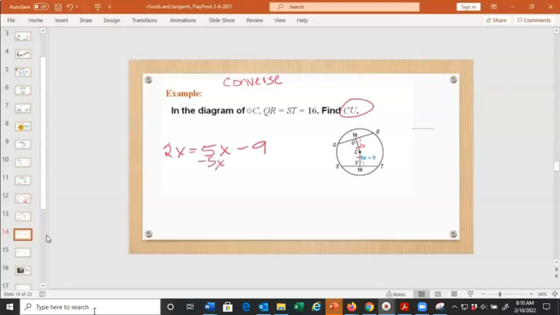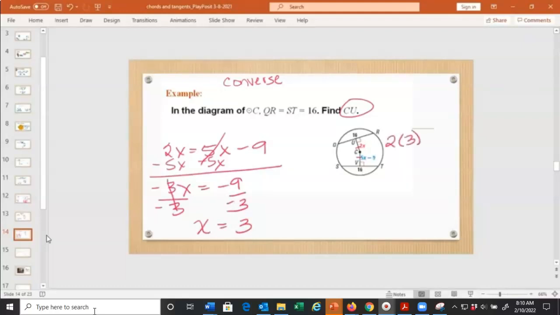So I'll subtract 5x and then divide by negative 3. Get x equals 3, but let's plug that in. CU is 2x, so 2 times 3, so that is 6. It doesn't tell us what the units are, so I guess we can just write units.